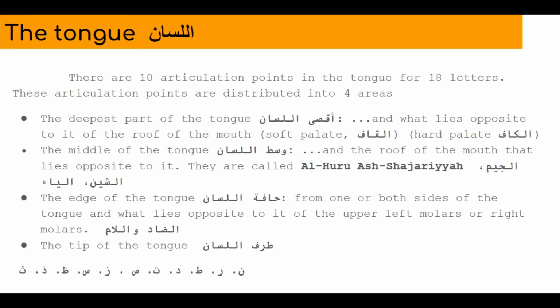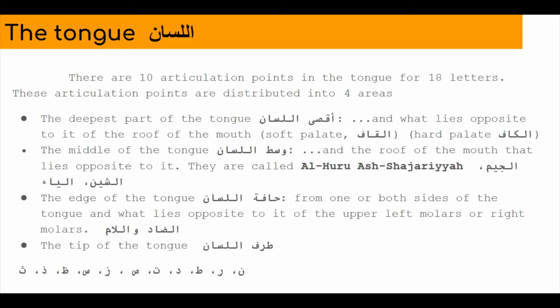Al-qaf is being pronounced from the deepest part of the tongue ma'a ma yuhadhihi min al-hanaki al-a'la. It is being pronounced from the deepest part of the tongue and what lies opposite to it of the roof of the mouth, which is the soft palate, and that is where al-qaf is being pronounced from.